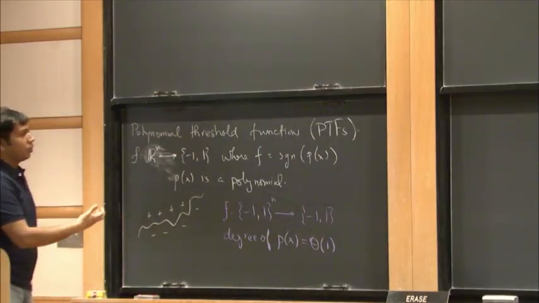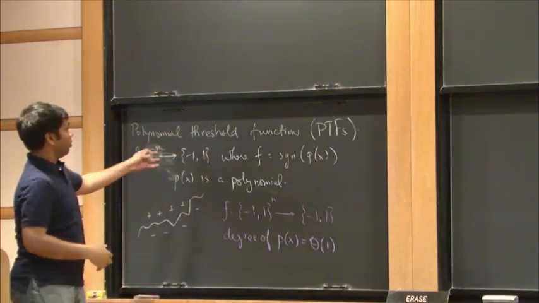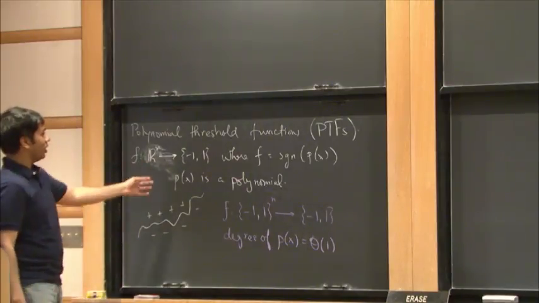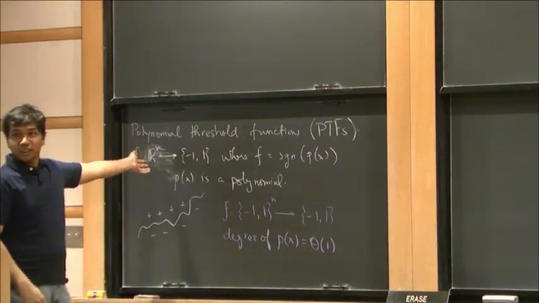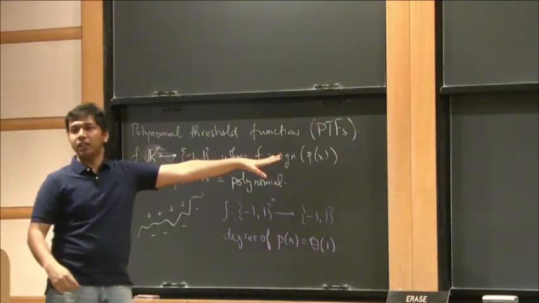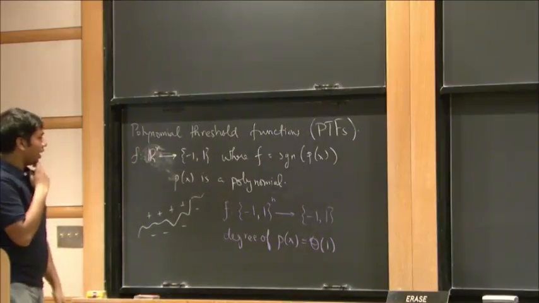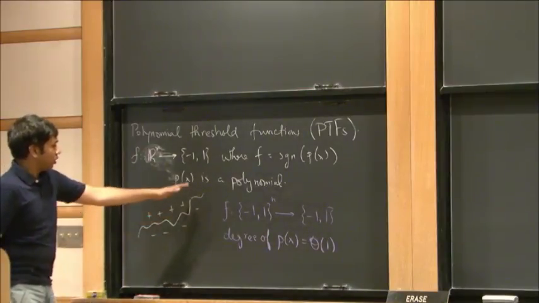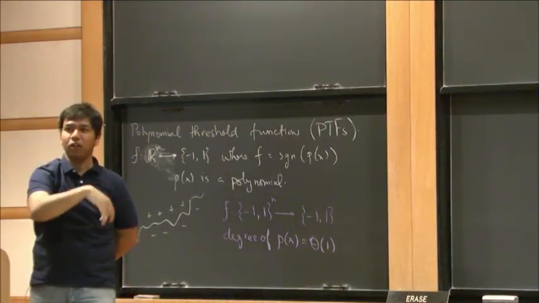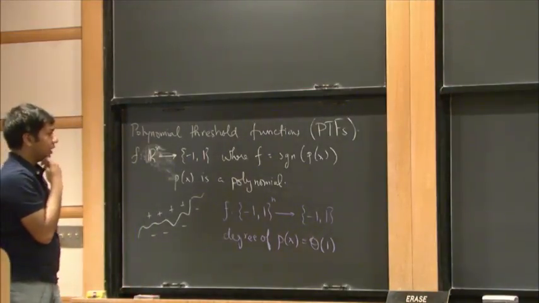So the central object of study in this talk are polynomial threshold functions. I'm sure all of you know what they are, but let me anyway define them. They're Boolean functions with the domain R^n, and they're functions of the form sign of a polynomial. Visually, if you think about it, they look like a curve in the space. All points above the curve are marked positive. All points below the curve are marked negative.